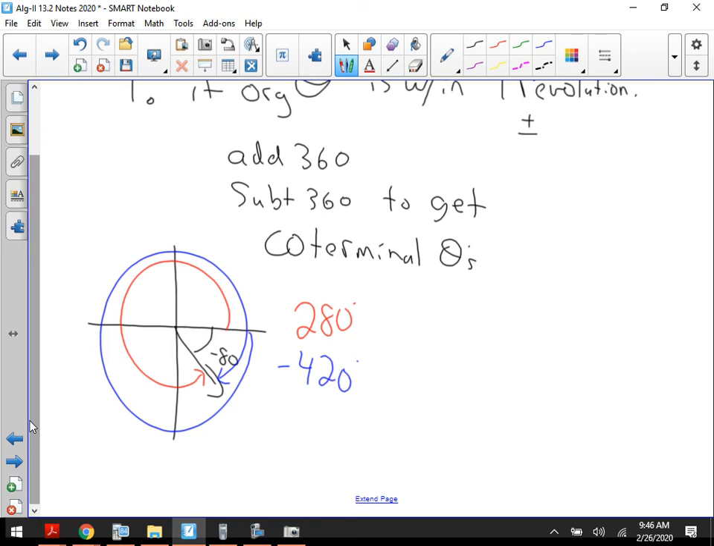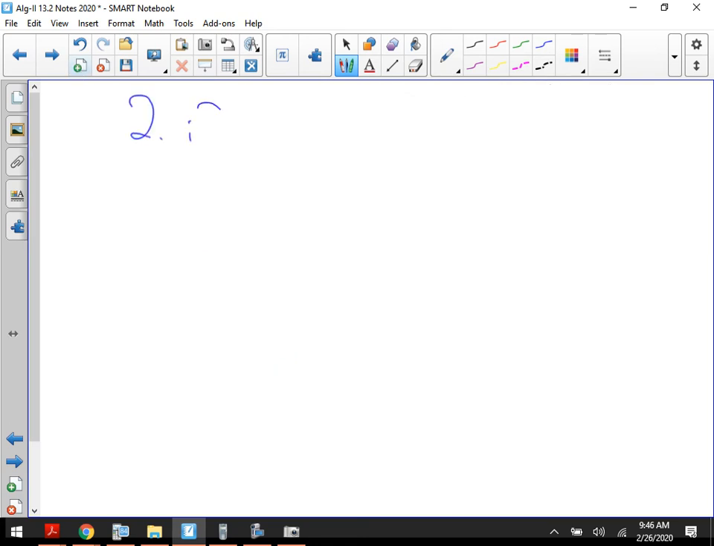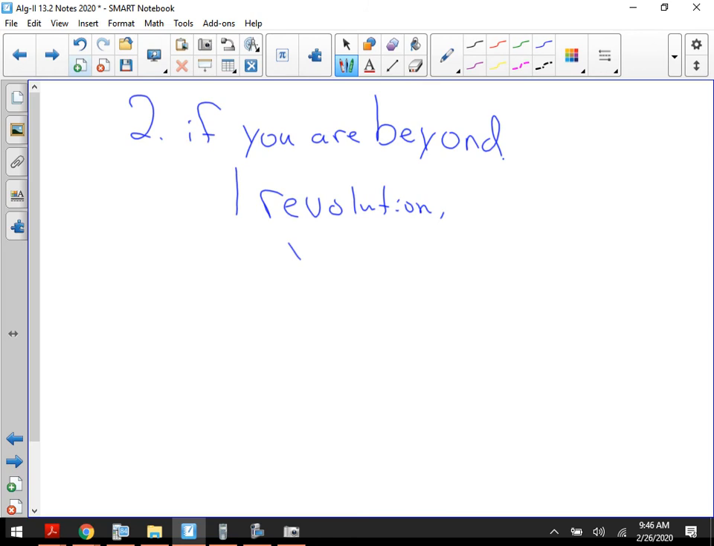So if you wanted to get a positive and negative coterminal and you're beyond 1 revolution, you have to back yourself into 1 revolution to get it there. And that's the weird one. So the second version of this is if you are beyond one revolution, you backtrack to get within 1 revolution.